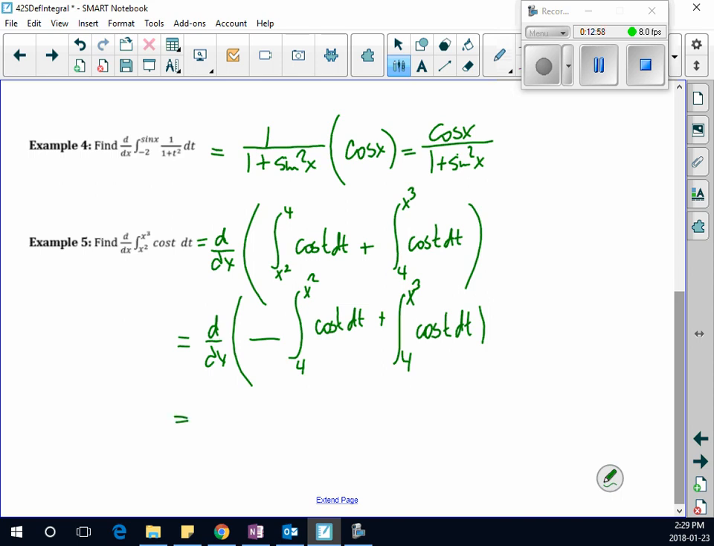So the derivative is, using the fundamental theorem of calculus, this goes in, right? So we get negative cos of x squared, but then we have to do the chain rule, so times 2x, plus, fundamental theorem of calculus, the x cubed goes in. We get cos of x cubed, and then we have to do the chain rule of x cubed. That would be 3x squared. Everybody good?